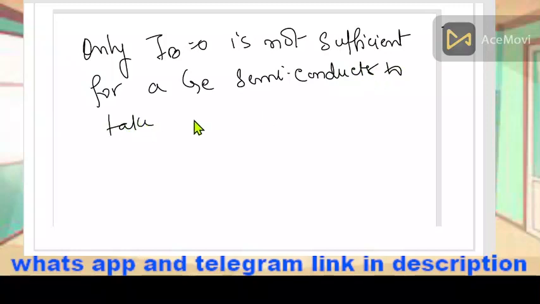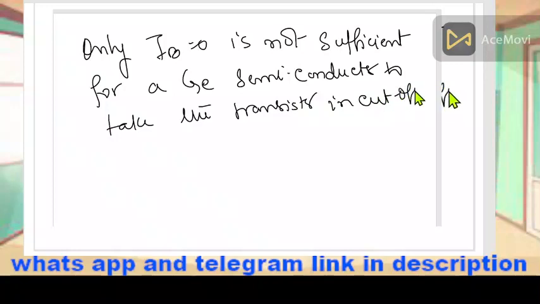It is not sufficient to take the transistor to the cutoff state. So it is not a sufficient condition. What you have to ensure is that emitter current is also 0. This is the condition that should be ensured to take the germanium transistor to a cutoff state.